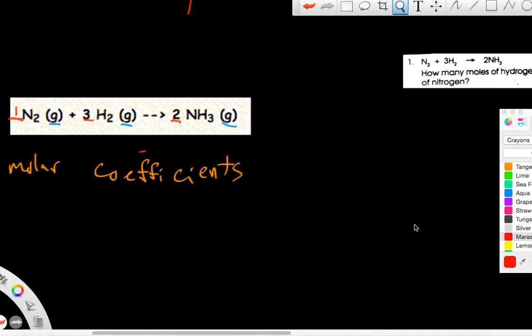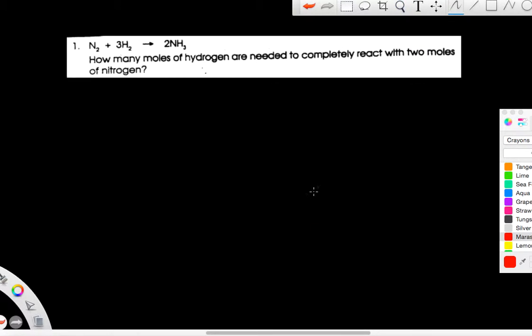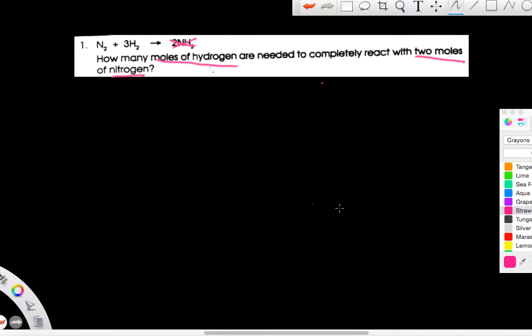Okay. So we could have a question such as this, and it's asking us, well, how many moles of hydrogen are needed to completely react with 2 moles of nitrogen? So notice it didn't really ask us anything about NH3, so for this sake and for this question, we can kind of just ignore this NH3. We don't really have to look at it at all, which is kind of nice. It's always nice to be able to simplify things.